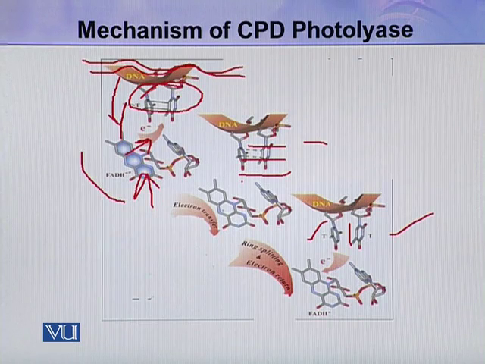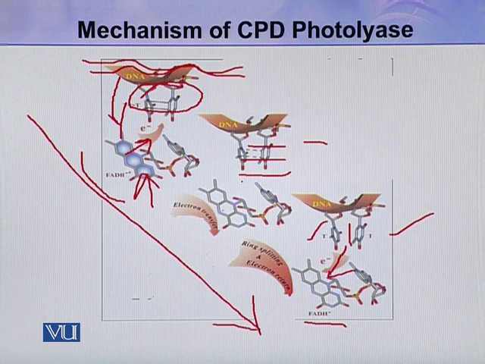So once they have been separated, the cyclobutane ring has been disrupted, the electron is reversed back to FADH, and this completes the sequence. So in this way, our dimer is changed into two thymines.